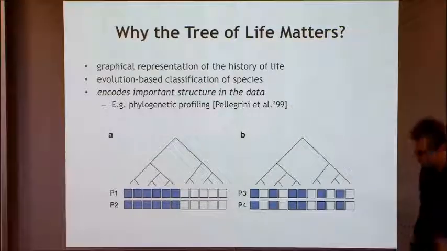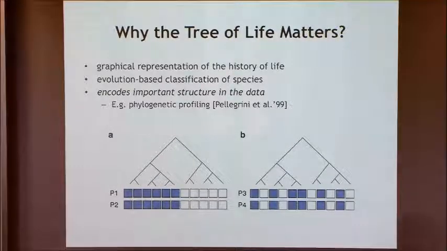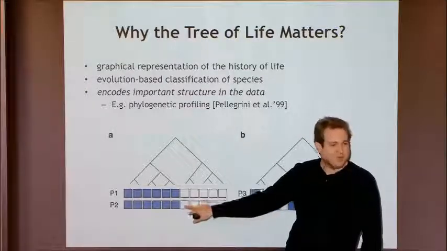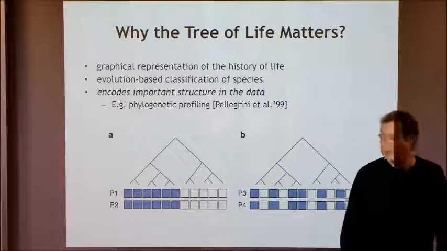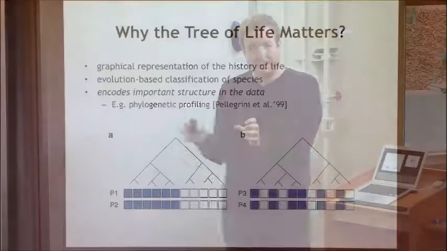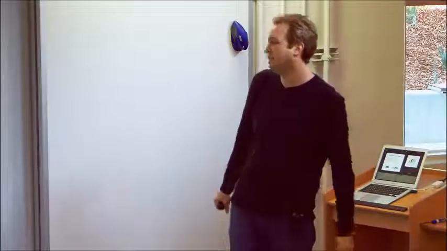And you've noticed that every time a species has a copy of the first protein, it also has a copy of the second protein. And when it doesn't have a copy of the first protein, it doesn't have a copy of the second protein. And you might use that as evidence that maybe these two proteins are somehow related to each other. Maybe they have a related function. They're in the same pathway or something like this.